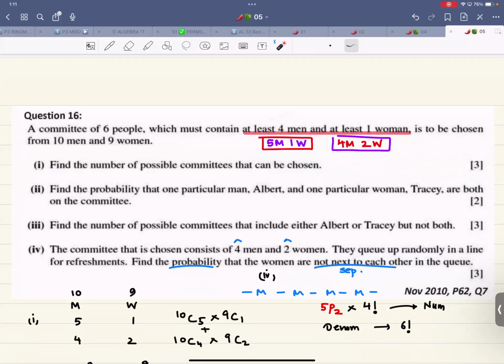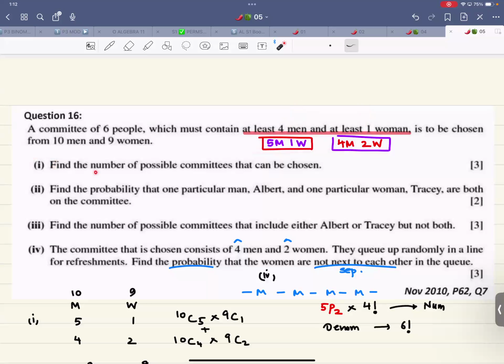Now, the very first thing is, if I take exactly 4 and exactly 1, so that adds up to 5. That means there is a gap of 1 unit. So either I can increase the number of men or I can increase the number of women. That means the committee could be 5 men, 1 woman, or 4 men, 2 women. That is the first thing that you need to decide.